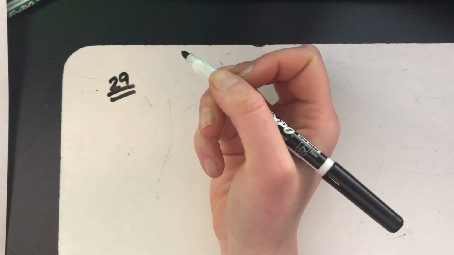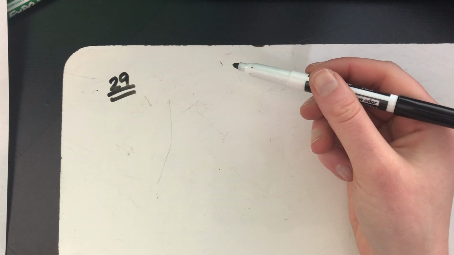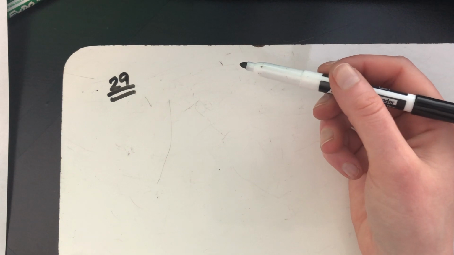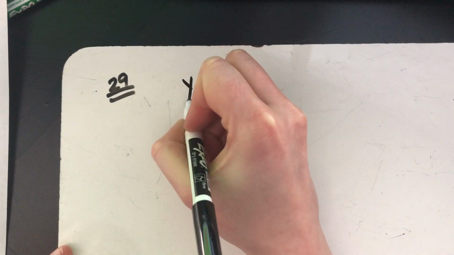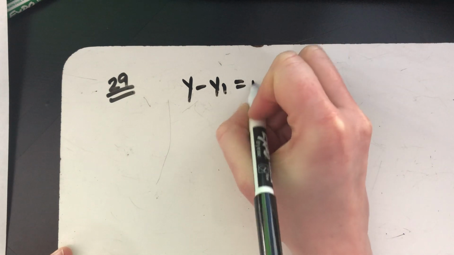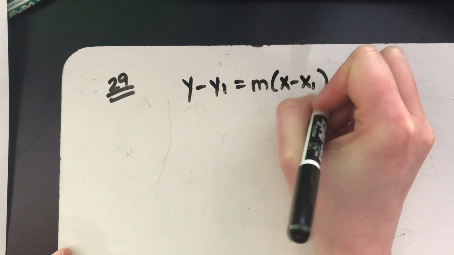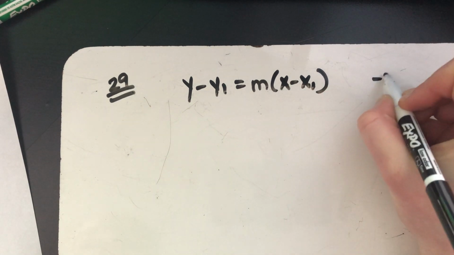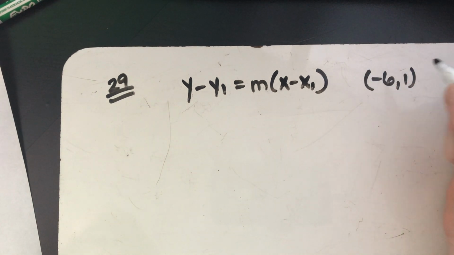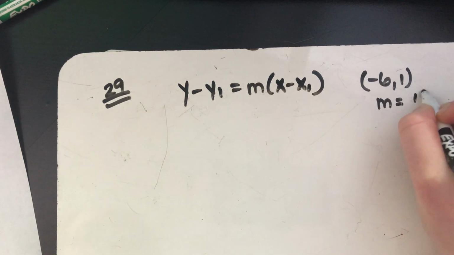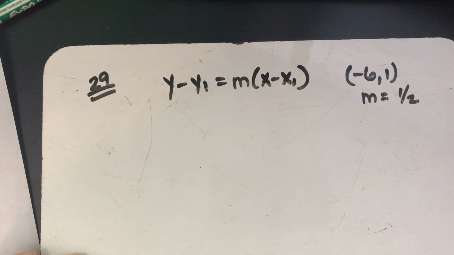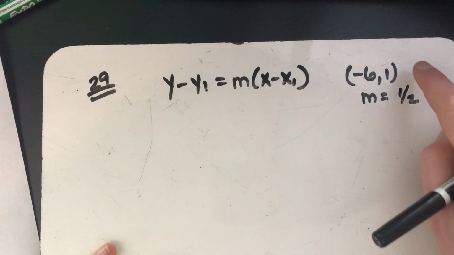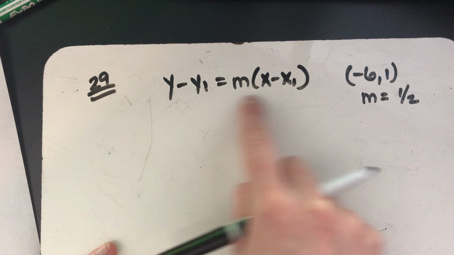So 29 is showing what point slope is, to show how we can use point slope with geometry, parallel, perpendicular. So point slope is y minus y1 equals m times x minus x1. If I'm reading number 29, it says write the equation of a line that passes through point negative 6, 1, and it has a slope of 1/2. They just gave everything to us.